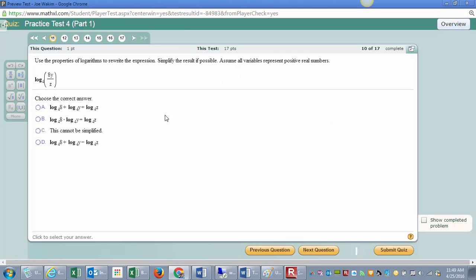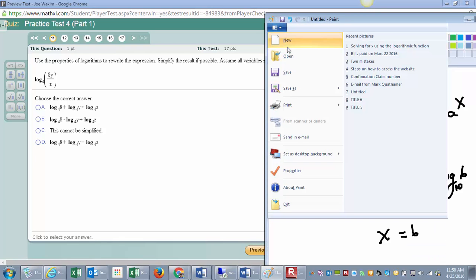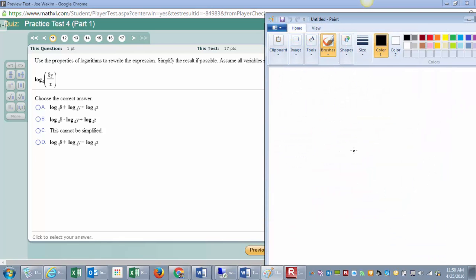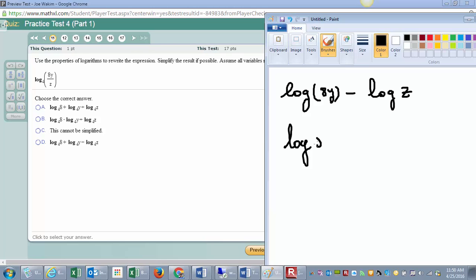Use the properties of log to rewrite the expression. Of course, we're going to use the quotient rule and the product rule. Let's start with the quotient rule. So this would be log of 8y minus log of z. Nothing we can do about this, but this one we can use the product rule. Log 8 plus log y minus log z.